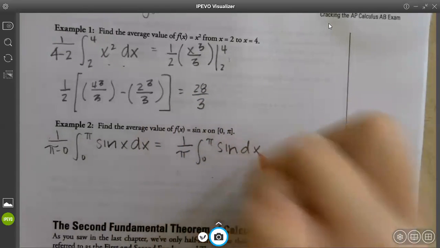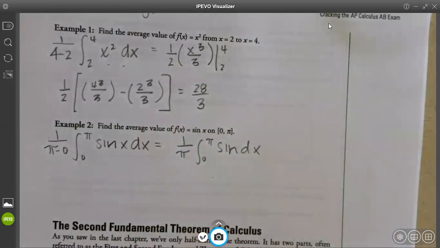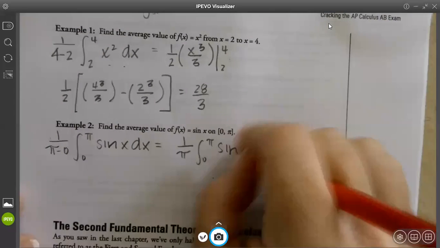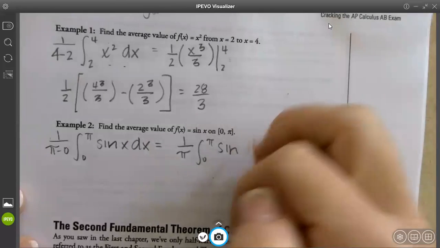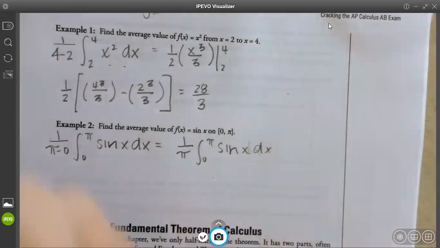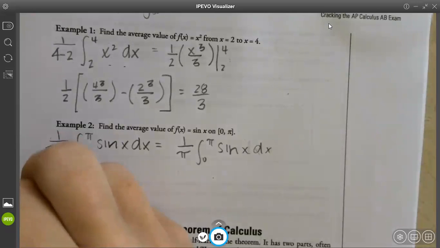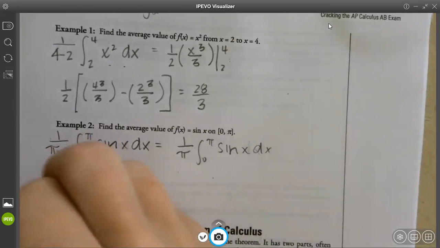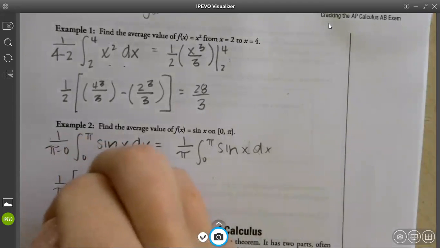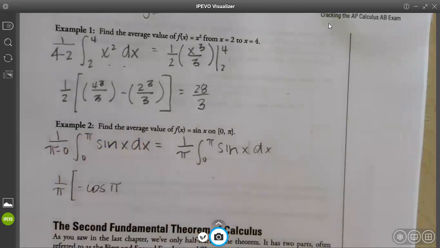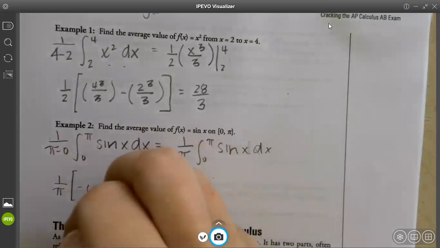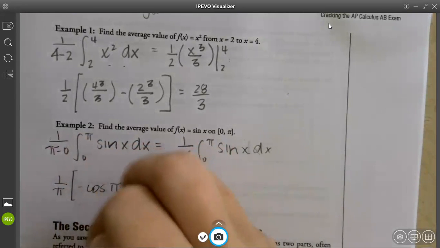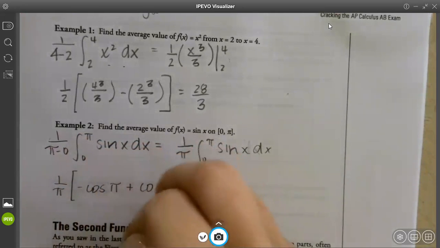You could have done all this at the same time. You could have went ahead and integrated and everything else. What is your integration? I'm sorry, I didn't put the x. What is your integration of sine x? So we have 1 over pi, negative cosine. We're going to plug in your top one, which is pi, or your b, minus negative cosine, which would be plus cosine 0.